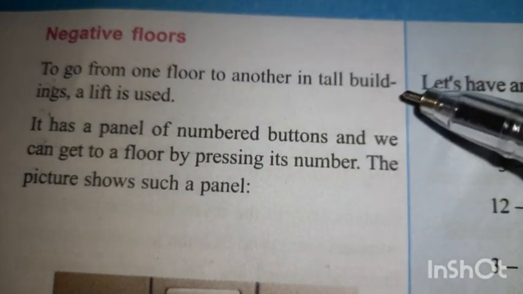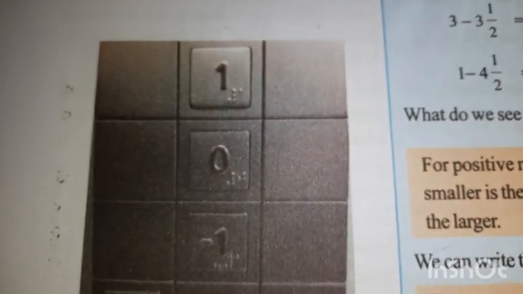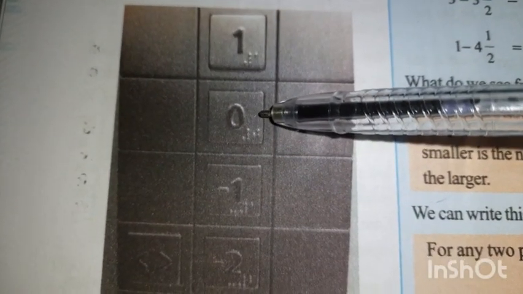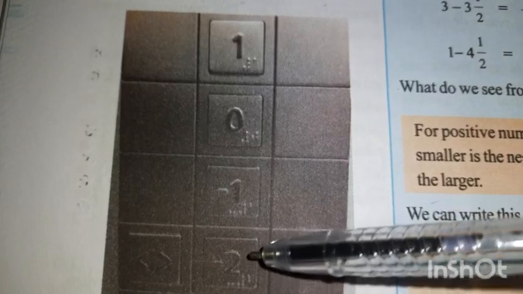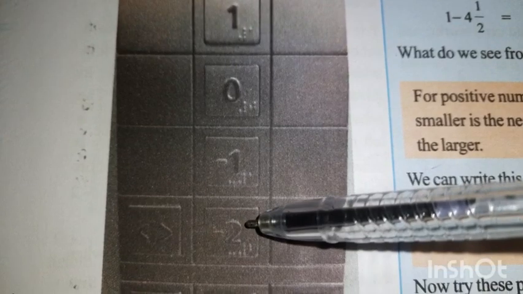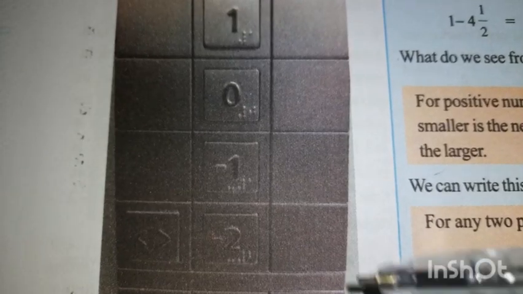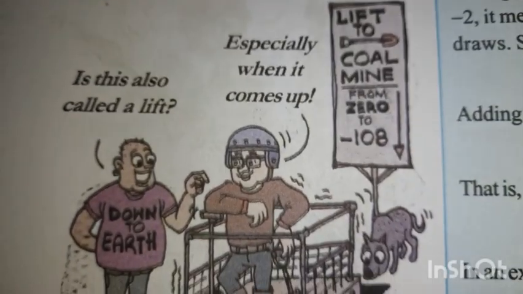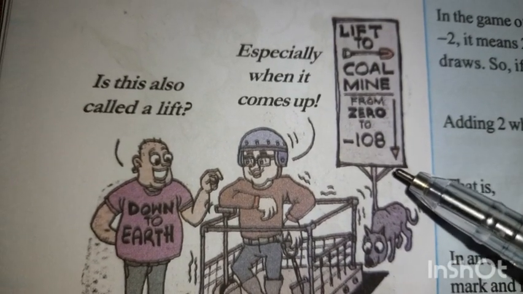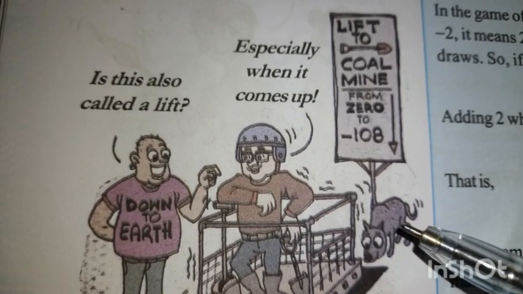So the temperatures below 0 degrees are called negative temperatures. To go from one floor to another floor, we use a lift. And in the panel board you can see the number buttons. Press one, and we will go to the ground. Then if there are floors below, these are minus 1, minus 2, like that, the underground floors. Mainly in coal mines they use this underground lift. You can see in the picture a lift to a coal mine from 0 to minus 108. So normally in such places we use the underground lift.